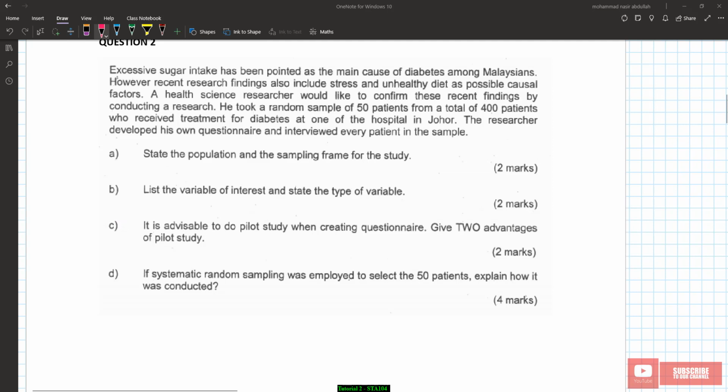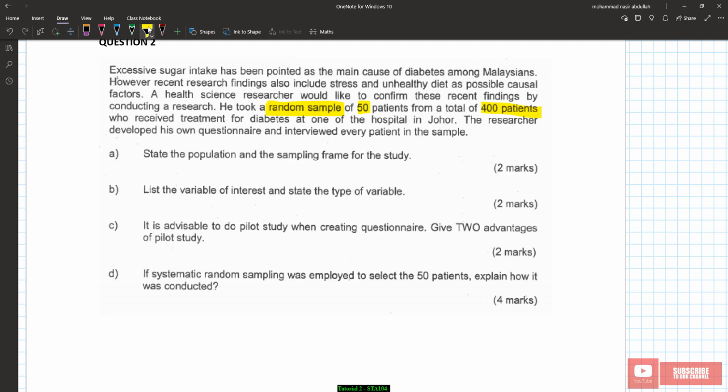Okay, excessive sugar intake has been pointed to as the main cause of diabetes among Malaysians. However, recent research findings also include stress and unhealthy diet as possible causal factors. A health science researcher would like to confirm this recent finding by conducting research. He took a random sample. So now let's highlight: a random sample of 50 patients out of 40 patients who received treatment for diabetes at one hospital in Johor. The researcher developed his own questionnaire and interviewed every patient in the sample.